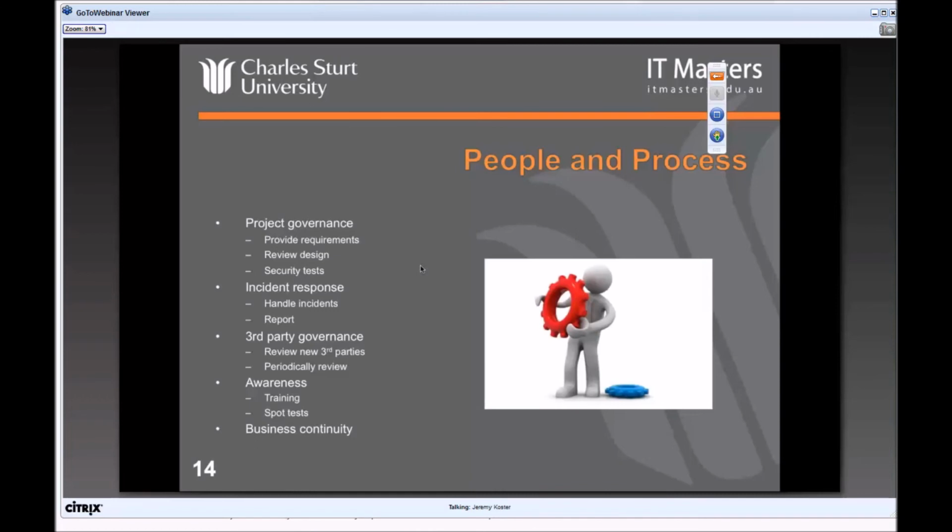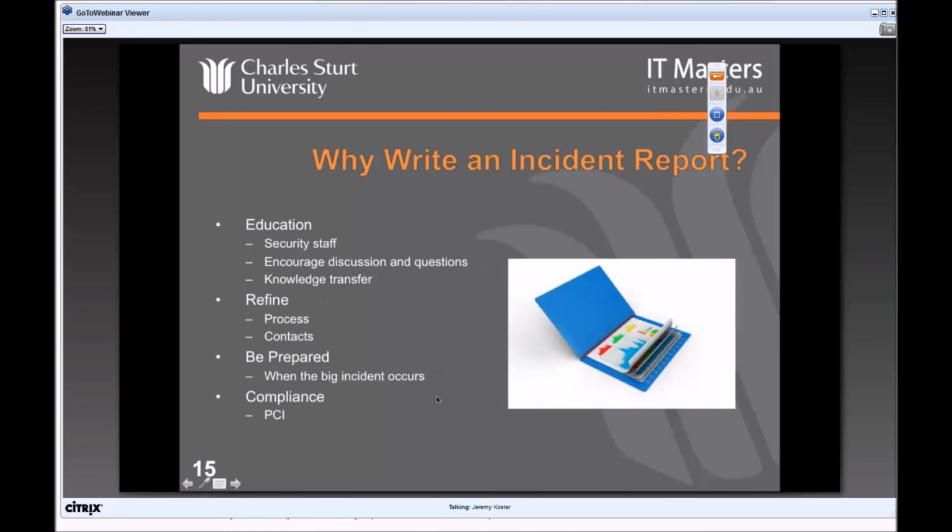You want good third-party governance, like we're just talking about, making sure that you review those third parties and then periodically review and chase them up to make sure they're improving things. Also having good awareness and training for your staff, and ensuring there are spot tests, and then also having business continuity plans as well to ensure that the systems can handle some severe outages.